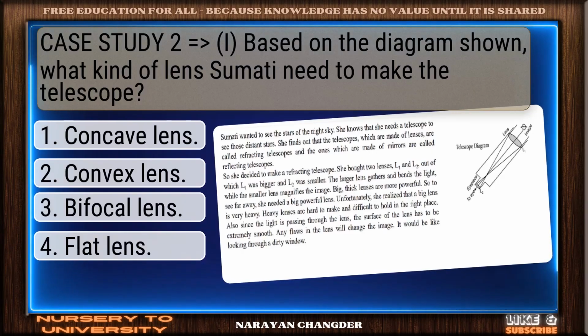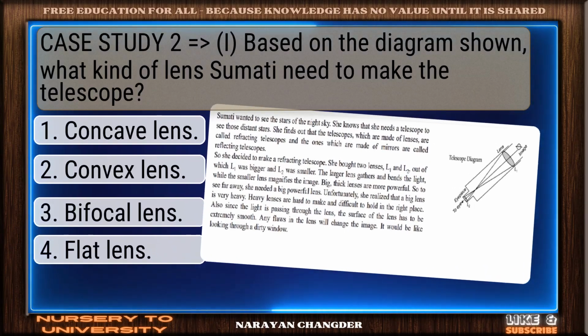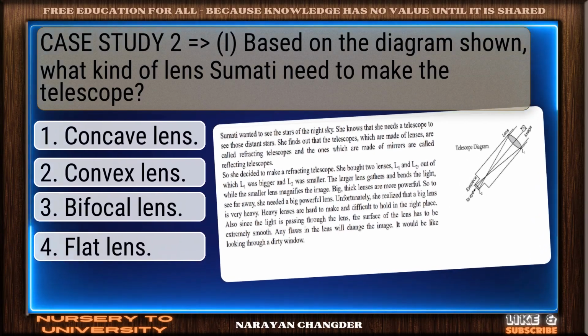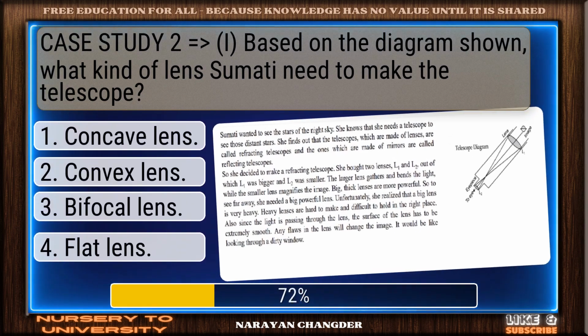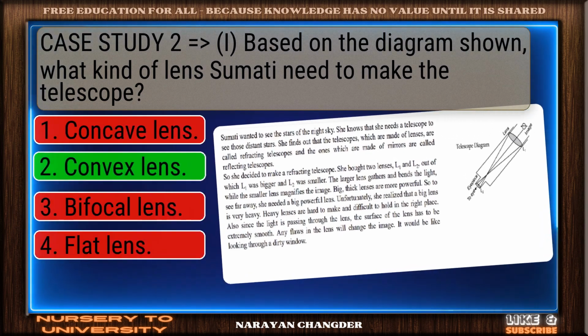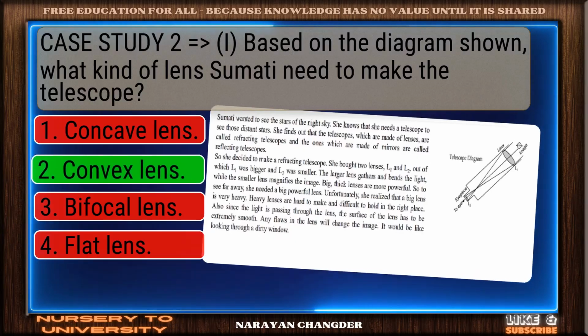Case study 2. Based on the diagram shown, what kind of lens does Samadhi need to make the telescope? Smart move. Convex lens is an accurate answer.